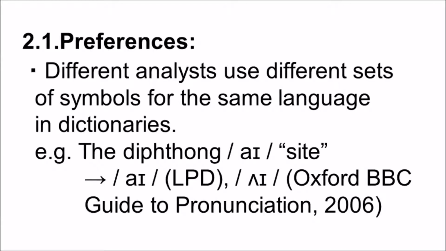2.1. Preferences. If you have a few English dictionaries, you might notice that the set of pronunciation symbols are different, even if they are published in more or less the same year. This is due to the preference of their pronunciation editors. This is especially true for vowels. A good example is the diphthong of words such as sight and kite. In Longman's pronunciation dictionary, an open front unrounded vowel is used, while in the Oxford BBC guide they use an inverted V for the starting point.